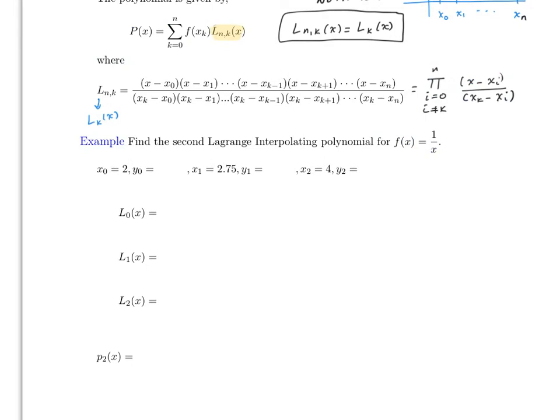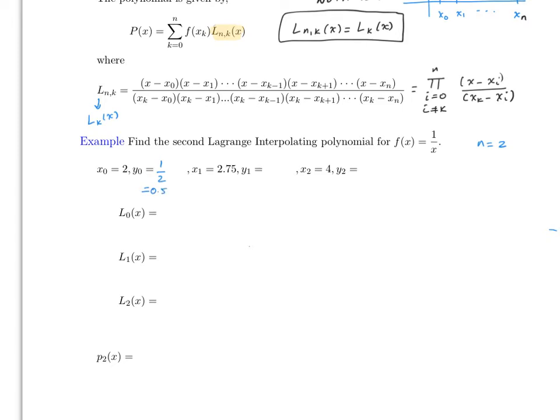All right, so here n is equal to 2. This is the function, and since the polynomial has to match these points, well, if x is equal to 2, then y0 will be 1 over 2, which is just 0.5.